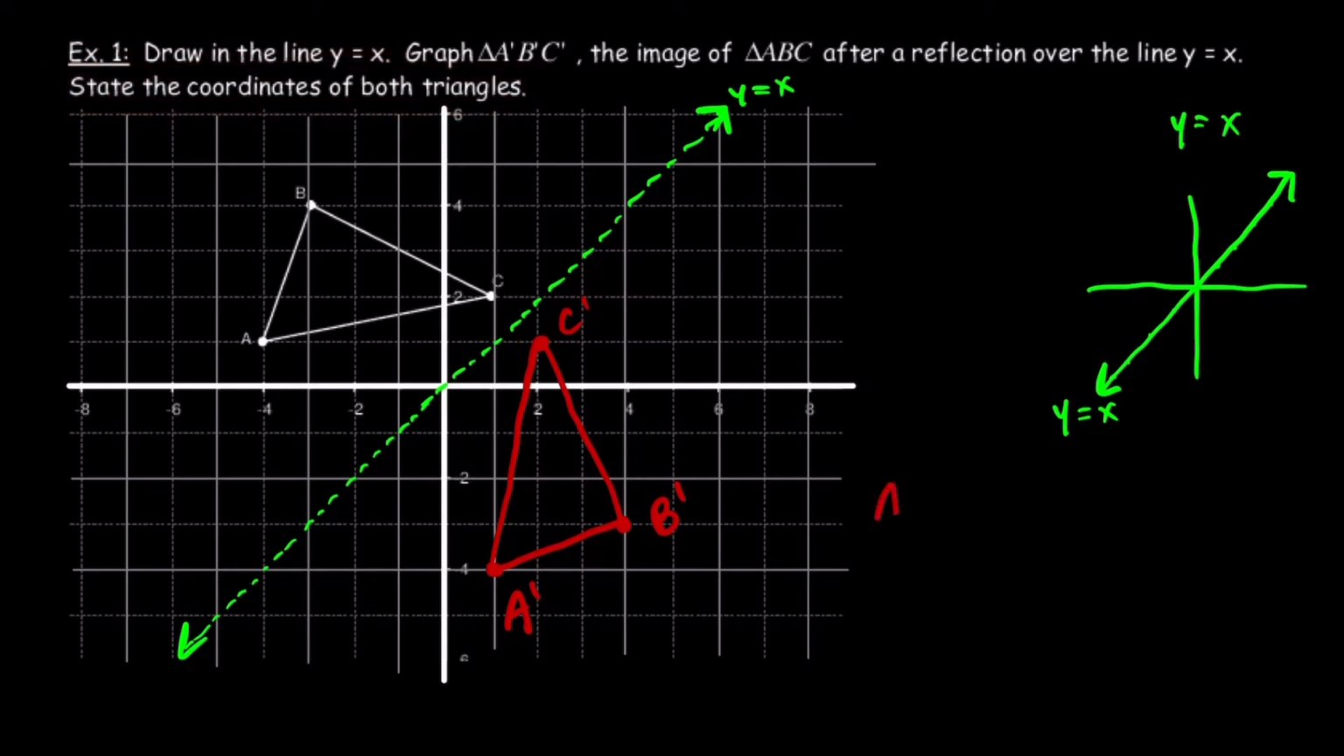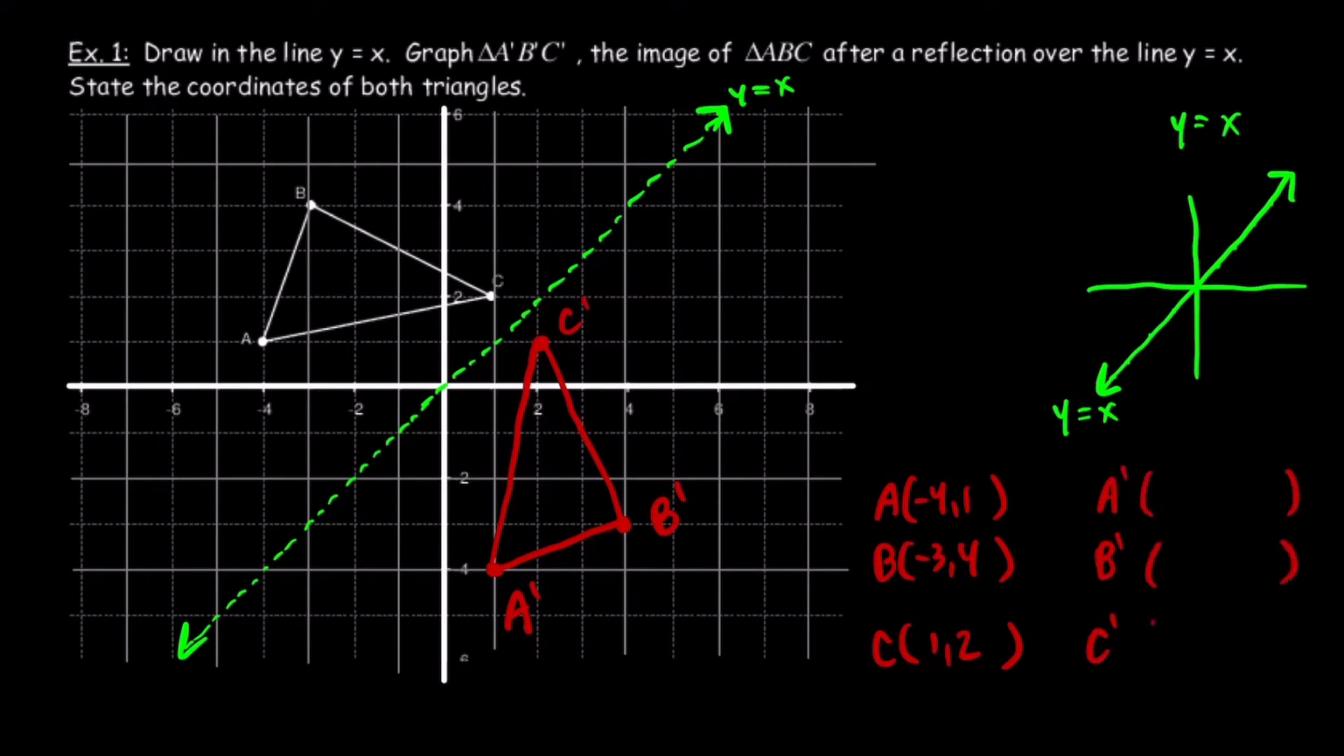We'll start with A, B, and C, the original triangle. So A has coordinates negative 4, 1. B has coordinates negative 3, 4. C has coordinates 1, 2. Now how about A prime, B prime, and C prime? A prime has coordinates 1, negative 4. B prime has coordinates 4, negative 3. And C prime has coordinates 2, 1.